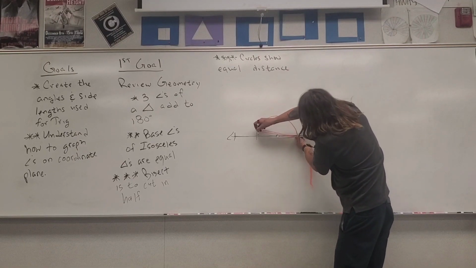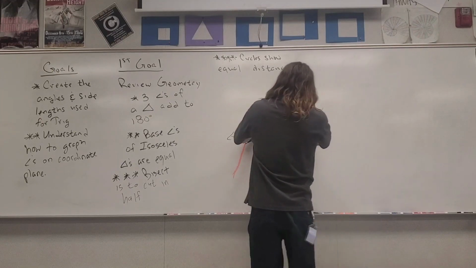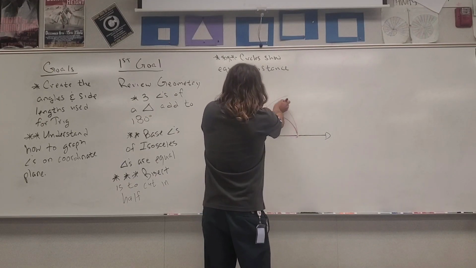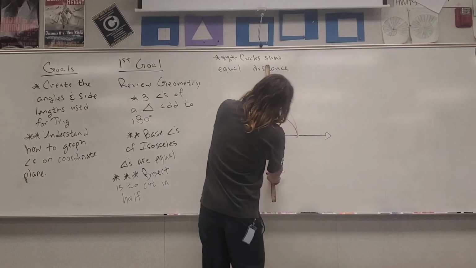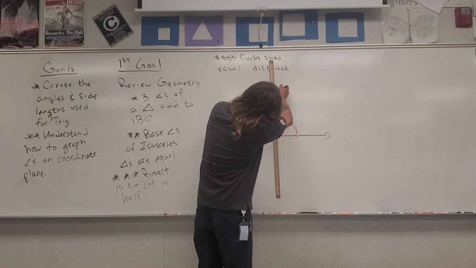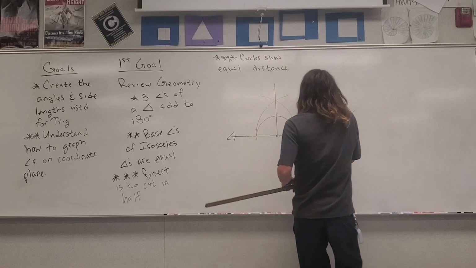Then I'm going to make 2 more arcs like this. And I connect my dots. And I've cut a 180-degree angle in half. And I've made a 90-degree angle. So I built a 90-degree angle.